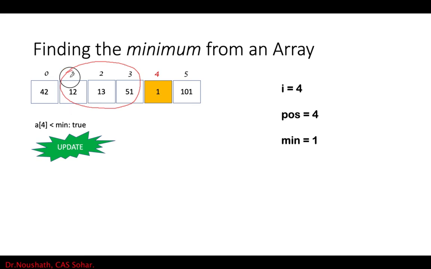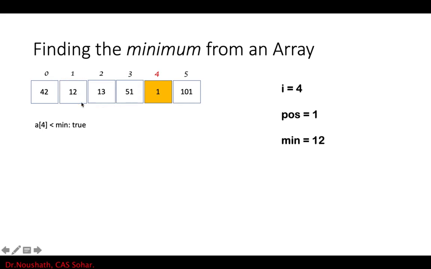I'll specify the starting index and the ending index. For example, if the starting index is 1 and the ending index is 3, I need to find the minimum within this range. So minimum will be 12 in this range, and the position is 1. The same algorithm, same concept will be applicable here as well.